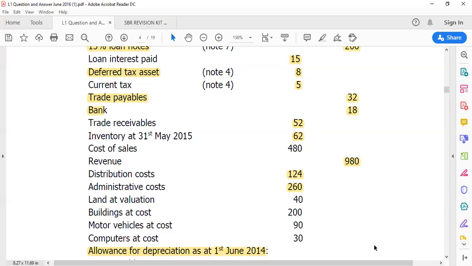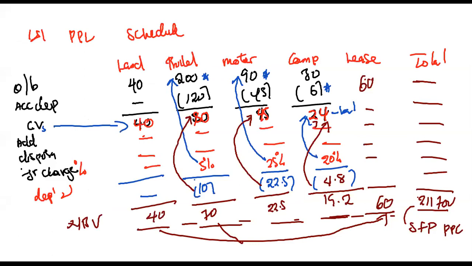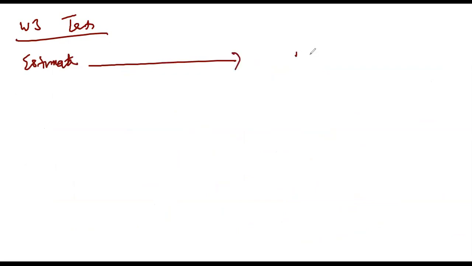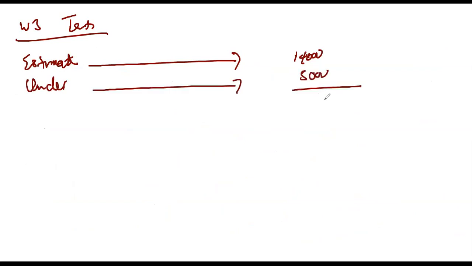Now let's do that simple working for tax that you can work out in the exam. So let's say working number 3, we have the tax. There's actually some space here, working number 3, which is our tax. Now remember, there's estimated. So estimated tax, you have 14,000. Then you've got an under provision of how much? 5,000. When you add the two, you have 19,000.